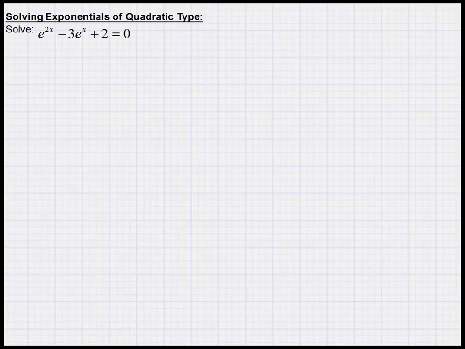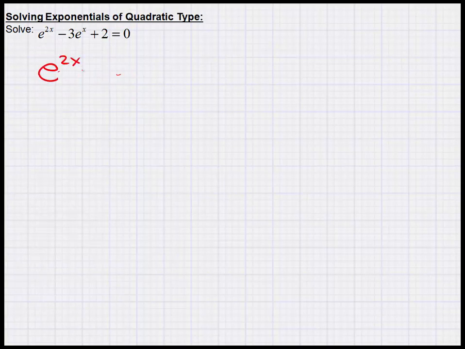I can't get the exponential by itself. I have two of them. I have e to the 2x and e to the x. And I can't just get this as one e to the power function, and I can't get it by itself. I also can't get e equals e to a power and set those powers equal to one another because of this 2. So what I'm going to do is I'm going to use some substitution, and there's a trick to this, and the trick is this.